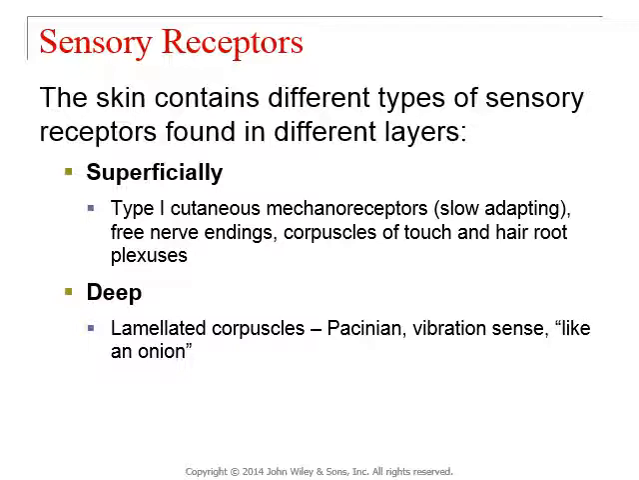As far as the deep sensory receptors, you're going to find what's called the laminated corpuscles, otherwise known as Pacinian corpuscles. It is more like vibration sense. Again, we'll get into these more so in the nervous system chapter, but I just ask that you know where you find receptors found in the superficial layer versus deep layer. So again, superficial would be the papillary layer, and the deep will be more in the reticular layer.